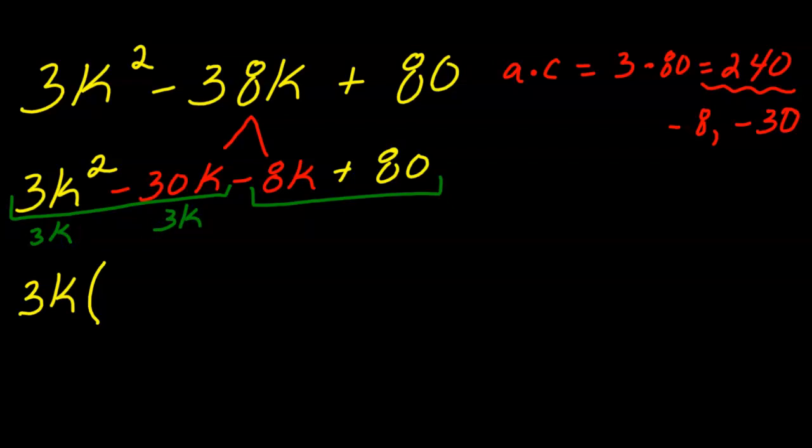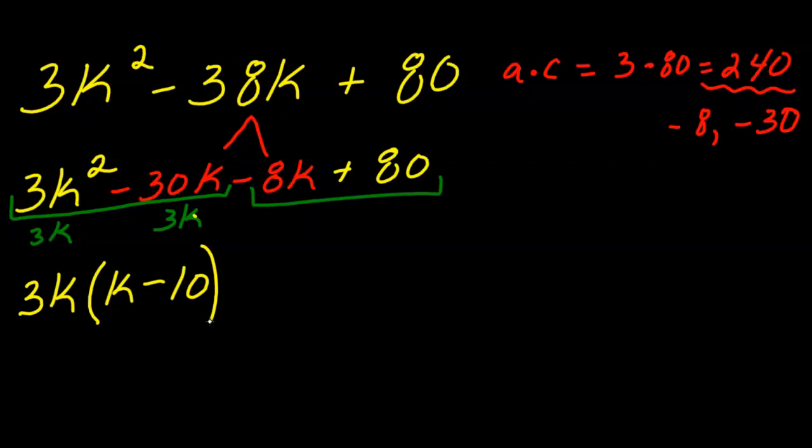If I divide 3k squared by 3k, I'm left with just k. If I divide negative 30 by 3k, negative 30 divided by 3 is negative 10, and my k's will cancel each other out. Then you go to your second set.